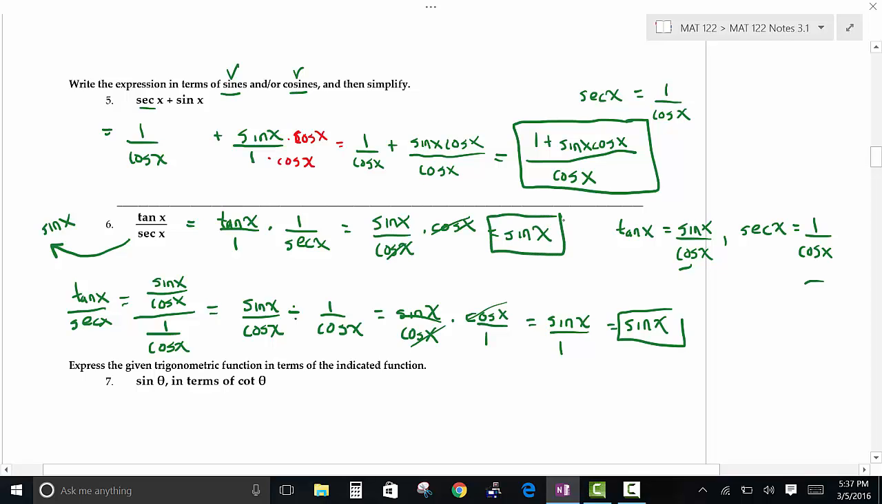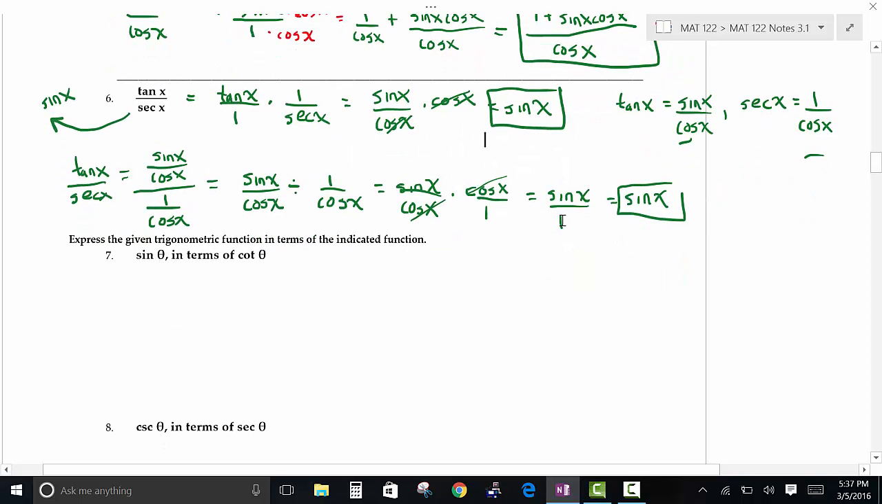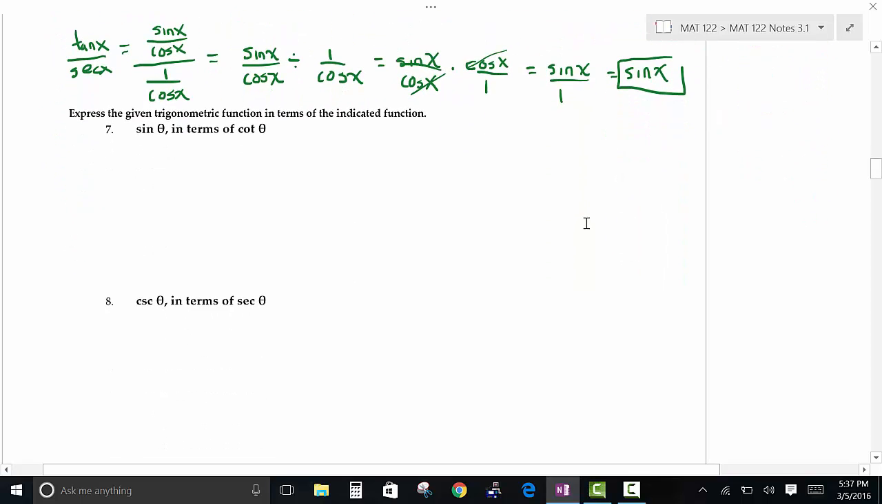So that's the way I like to do fractions a lot of times, is break them up into a multiplication problem, and then I can simplify it a little easier that way. Okay, now the next couple of problems that we have on here is we can always take a trig function, and we should be able to express it in terms of another trig function. So we're going to try to start with the sine of theta, and we're going to express that in terms of a cotangent. And you have to be kind of smart in the way that you do this.